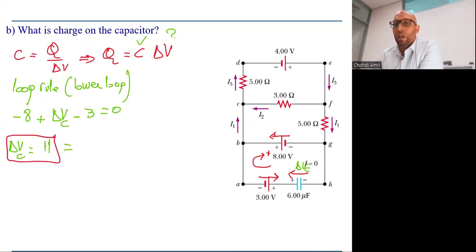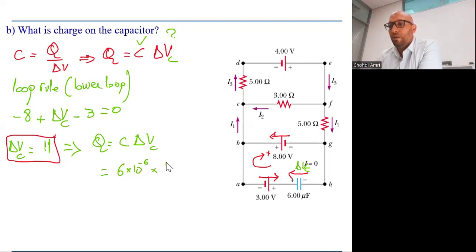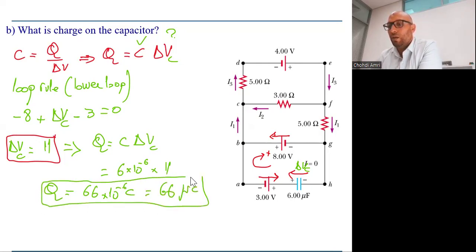What we want to calculate is the charge. Q equals C delta V. So that means it's equal to C, 6 microfarad, multiplied by delta V, which is 11. So Q in this case would be 66 times 10 to the power negative 6 coulomb, or we can write 66 microcoulomb. We are done.